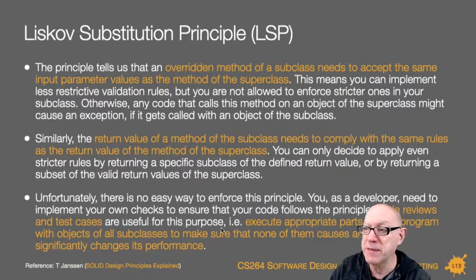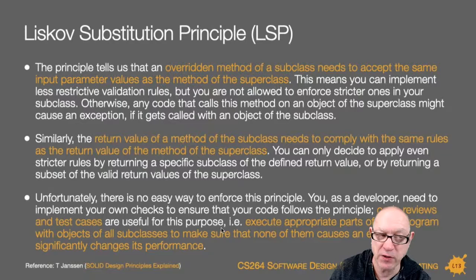It tells us that an overridden method of a subclass needs to accept the same input parameter values as the method of the superclass. That means you can implement less restrictive validation rules, but you're not allowed to enforce stricter ones in your subclass. That makes sense too, and we'll see examples of this next time. Otherwise, any code that calls the method on an object of the superclass might cause an exception if it gets called with an object of the subclass, and that becomes a problem.